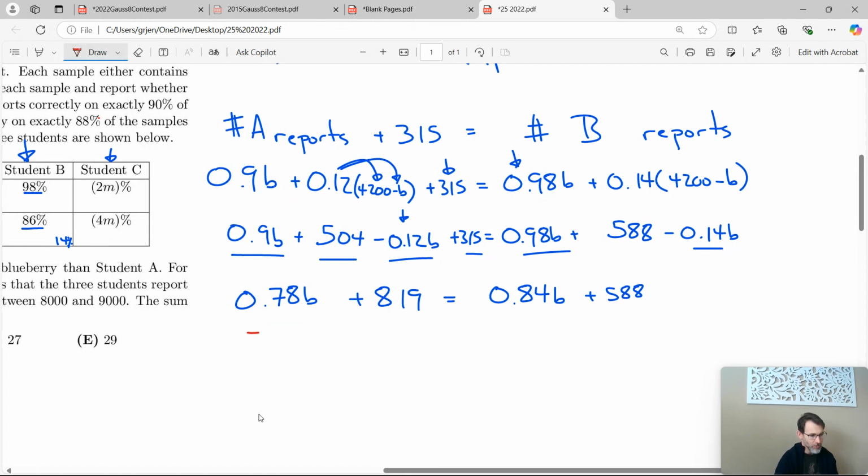Okay, so now we go ahead and do some inverse operations. We're going to take this away from here to get B all on one side of the equation. Okay, and we're going to take this away, 588, from this.